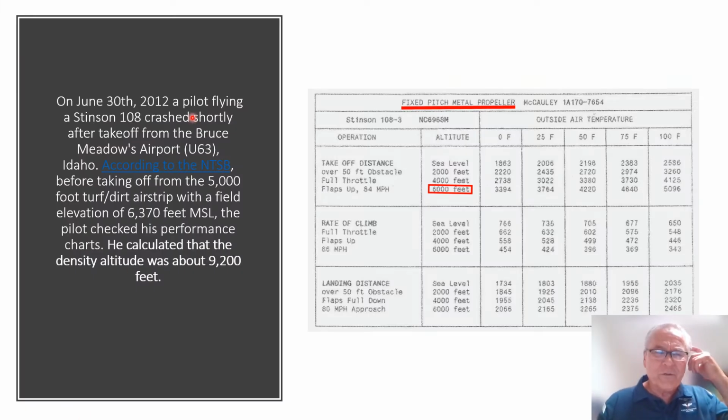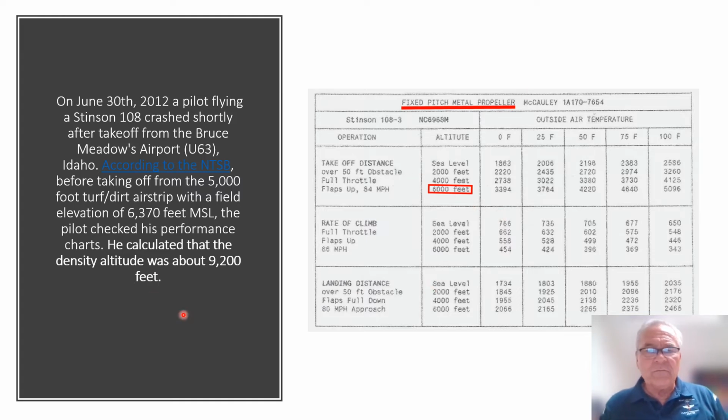So on June 30th, 2012, a pilot flying a Stinson 108 crashed shortly after takeoff from Bruce Meadow Airport, U-63 in Idaho. According to the NTSB, before takeoff from the 5,000-foot turf dirt airstrip with a field elevation of 6,370 feet MSL, the pilot checked his performance charts. He calculated that the density altitude was 9,200 feet.